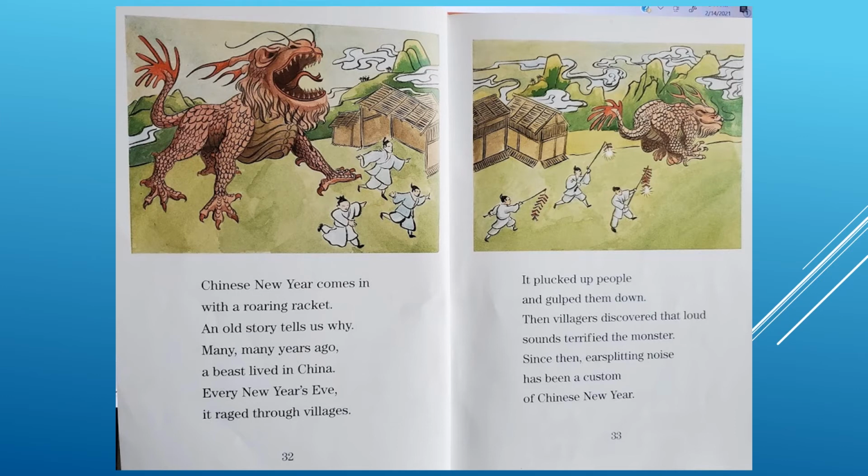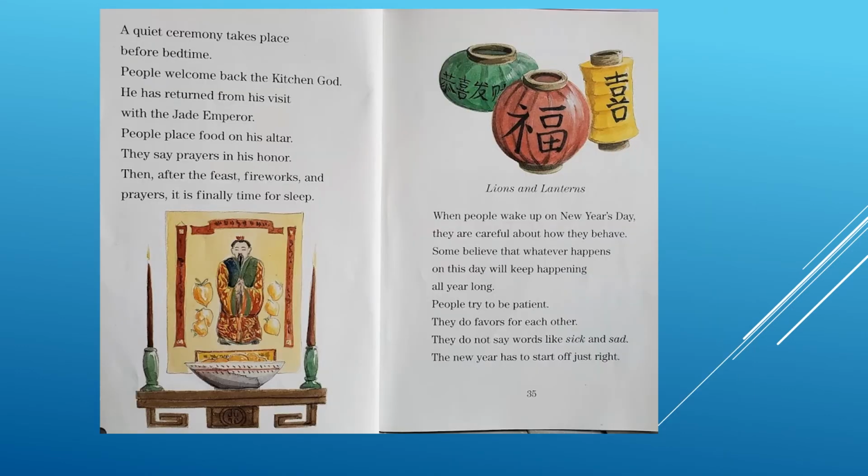Chinese New Year comes in with a roaring racket. An old story tells us why. Many, many years ago, a beast lived in China. Every New Year's Eve, it raged through villages. It plucked up people and gulped them down. Then villagers discovered that loud sounds terrified the monster. Since then, ear-splitting noise has been a custom of Chinese New Year.